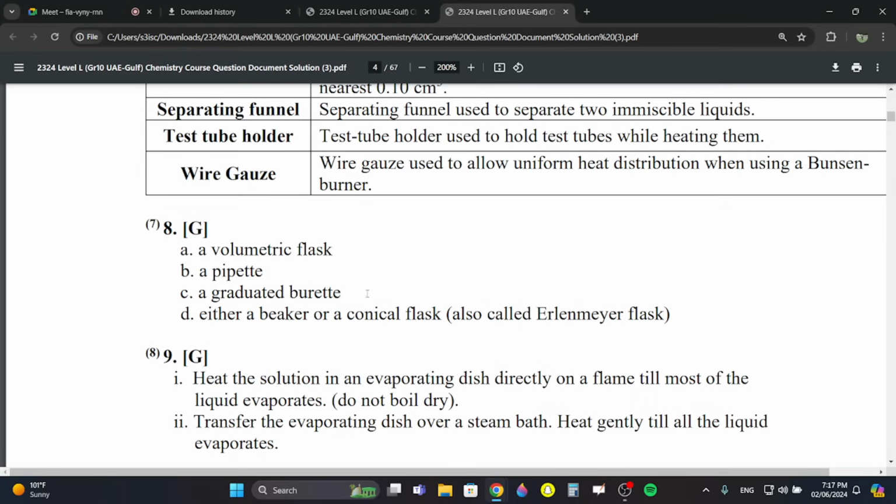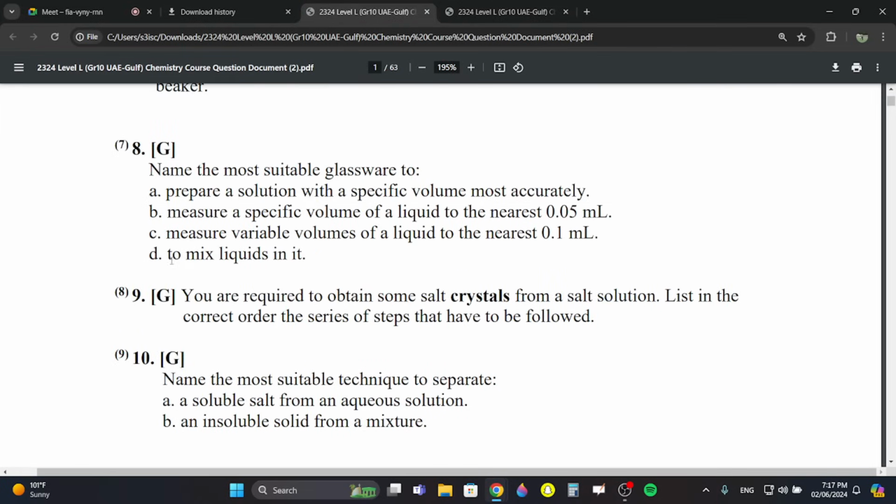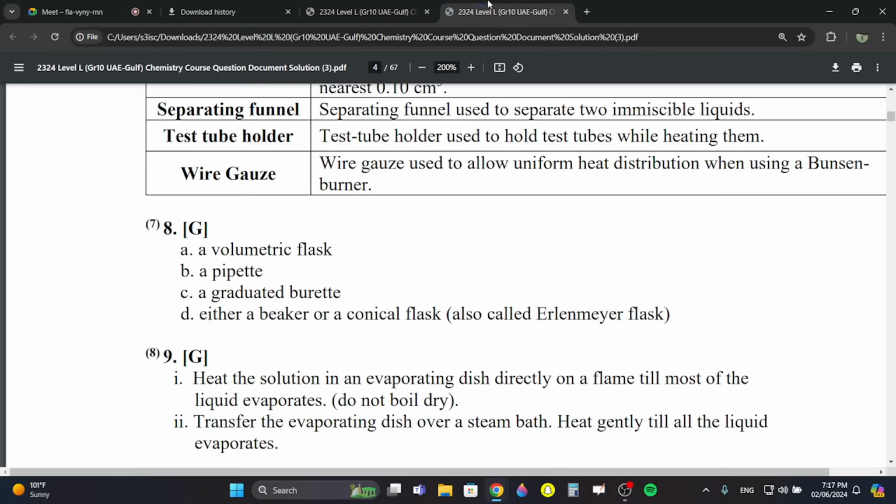Burette. And if you want to mix liquids, just take a beaker. Don't say conical flask. Conical flasks, we don't want that. Beaker is easy, small. But maybe it comes multiple choice, so just make sure you know conical flask.